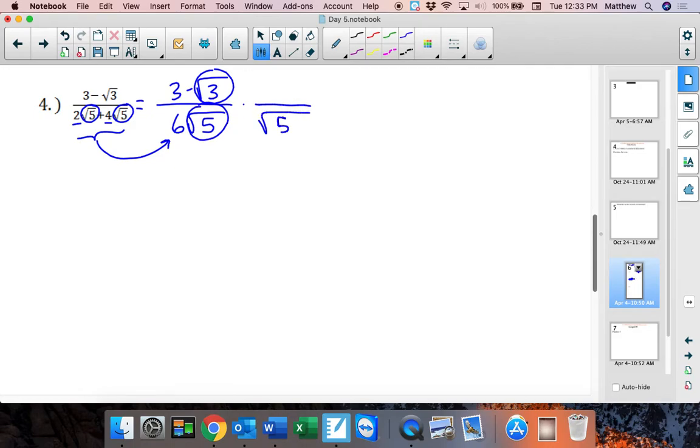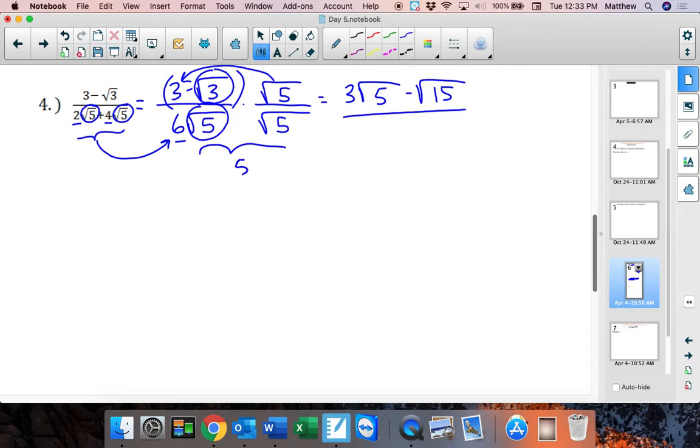Multiplied by root 5, multiplied by root 5, and I get 3 root 5 minus root 15 in my numerator when I distribute, right? The root 5 times the 3 gives me 3 root 5. The root 5 times the root 3 gives me root 15. And in my denominator, I have 6 times 5. Well, that's 30.